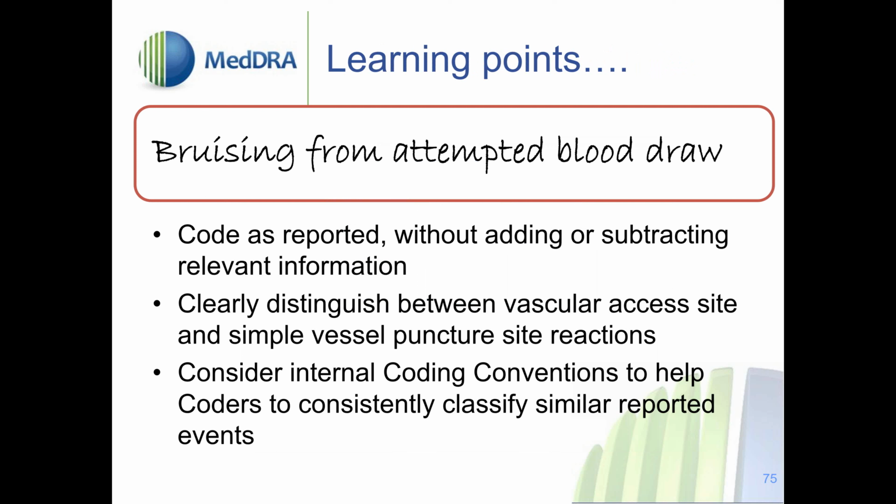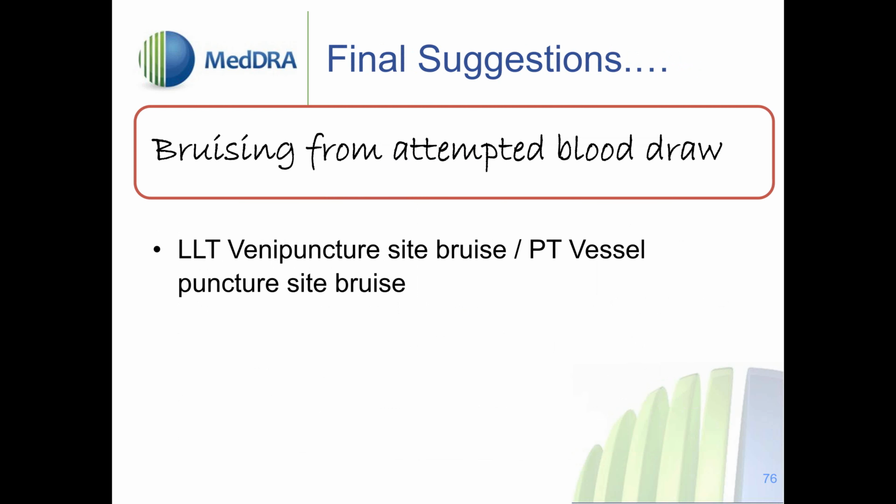Our learning points is that we would code as reported without adding or subtracting anything. So some of you might then say, well, the simple bruising term is actually the one which doesn't assume anything because the site isn't mentioned. How much of an assumption would it be to code it to a site term? Distinguish between vascular access site and the simple vessel puncture site reactions, vessel puncture site being the PT for venipuncture. Consider maybe you could have an internal convention here to help your coders to code consistently with similar reported events. And my final suggestion there, I would feel most comfortable with the venipuncture site bruise, with a PT, a vessel puncture site bruise. But some of you might think differently on that one.